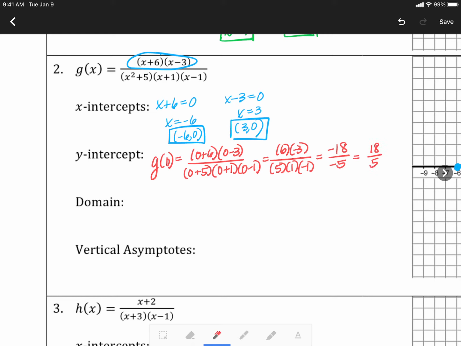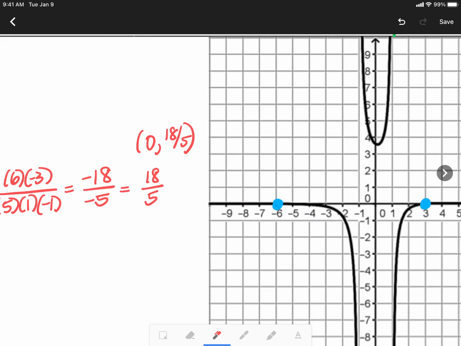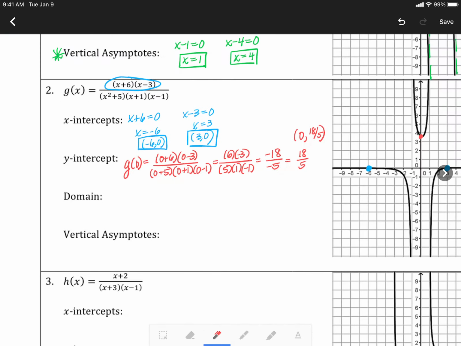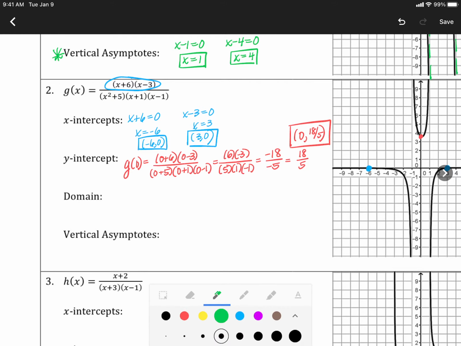So when I think about this point, which is going to be 0, 18 fifths, I think, well, 5 goes into 18 3 times with a little bit left over, so it's going to be some number just above positive 3. And I see that right here. That is where my y-intercept is, so it matches up. Okay, so we've got our x-intercepts that came from the numerator, our y-intercept that came from plugging 0 in for every x in our function. Let's jump down to our vertical asymptotes now.